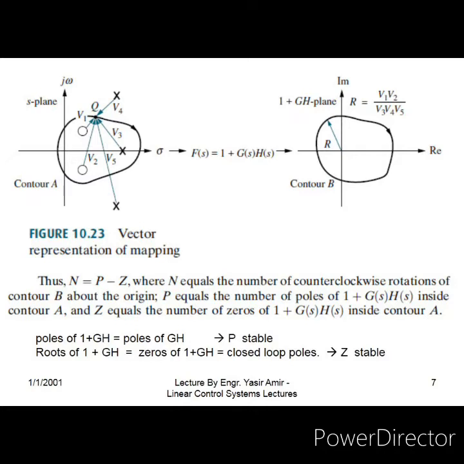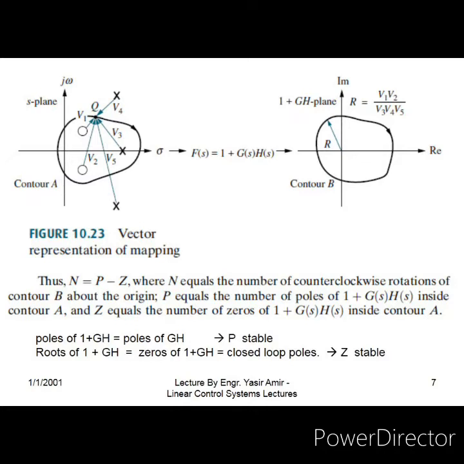Its poles are the roots of 1 plus GH, and the roots of 1 plus GH are also called zeros of 1 plus GH. Don't get confused. Write these things separately and try to keep them in your mind. And the second thing, that was the second point. I repeat point number one: the poles of 1 plus GH are equal to the poles of GH.